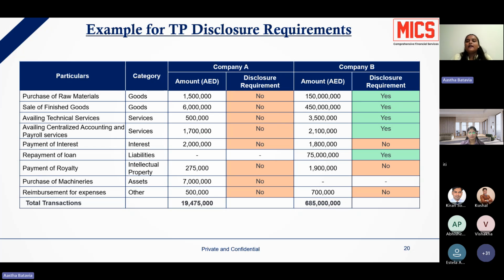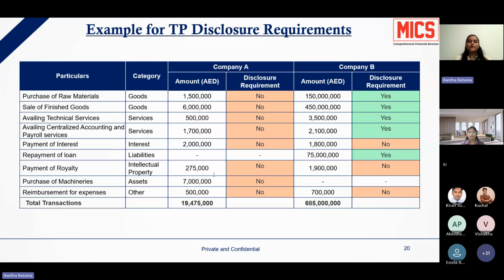That's why only the goods category, the service category, and the liability category, that is the repayment of loan, need to be reported. Why? Because there is a dual limit. First we need to check the primary limit, and then we will see the secondary threshold limit for the individual category of the transaction.